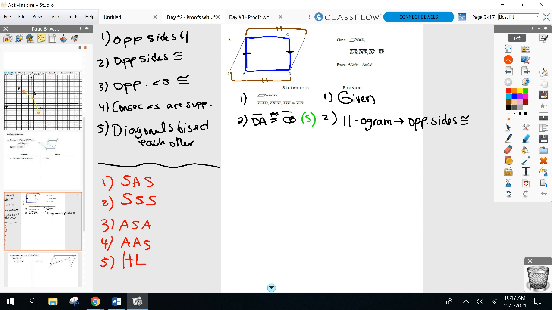All right, can we talk as a class? How can I get another side? Because remember in the givens, it said DF equals EB, right? DF equals EB. But I need it a little smaller to get EA and CF to be equal.